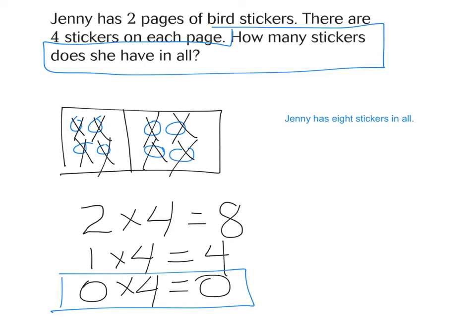Now let's look at this equation. 1 times 4 equals 4. What do you notice about the product of a number and 1? Well, you should notice that the product is always going to be the same as the number. Such as in this case, the product is 4 and the number is 4. So what would the product be of 1 and 58? It would be 58 because a number times 1 always equals itself.